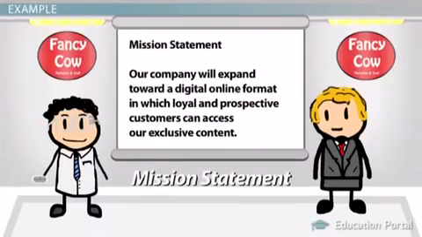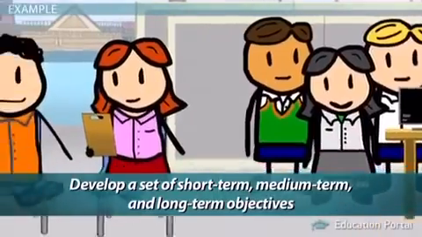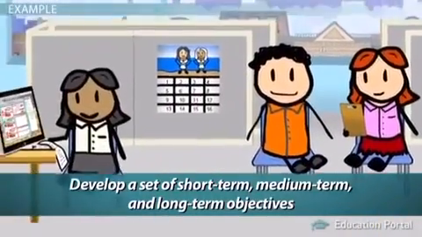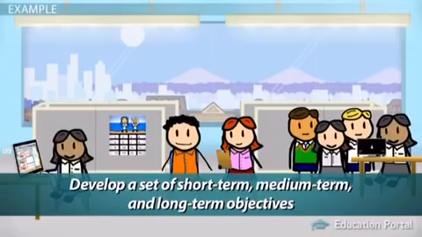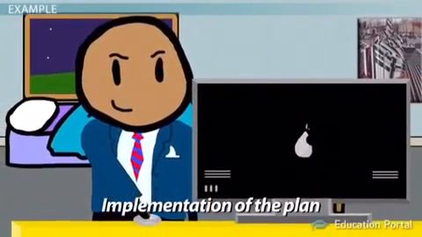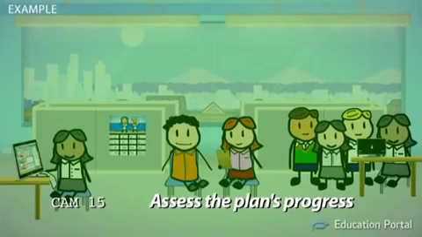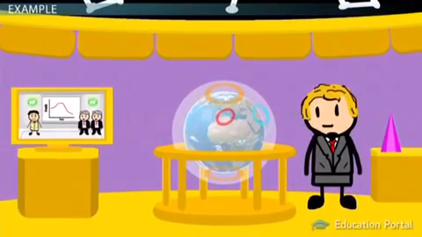You create a mission statement describing this vision and where you see the company in the future. With the help of your team, you develop a set of short-term, medium-term, and long-term objectives that you believe will lead to the achievement of the company's strategic vision. You divide the implementation of the plan among the relevant parts of the organization and continue to assess the plan's progress throughout the implementation phase in order to make any necessary adjustments.